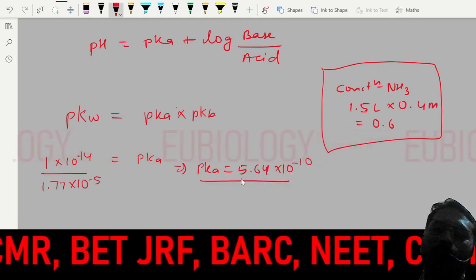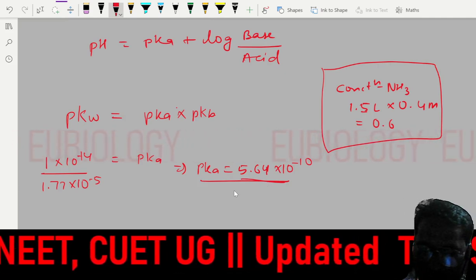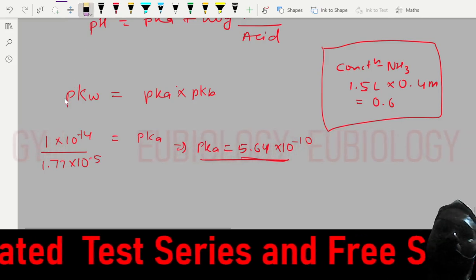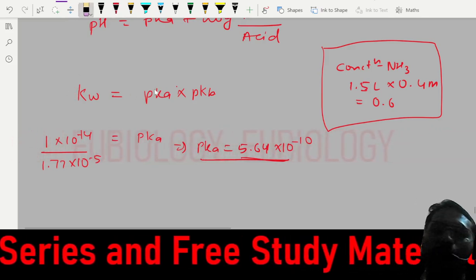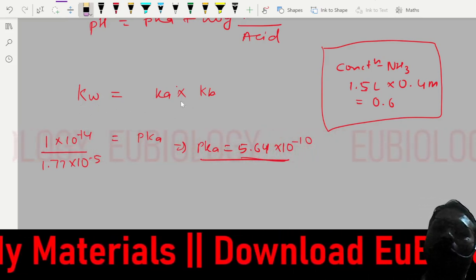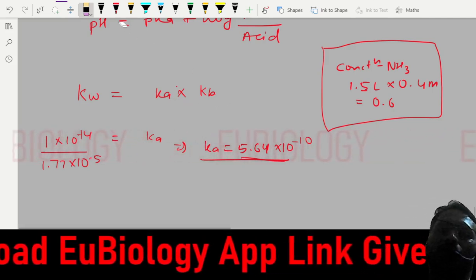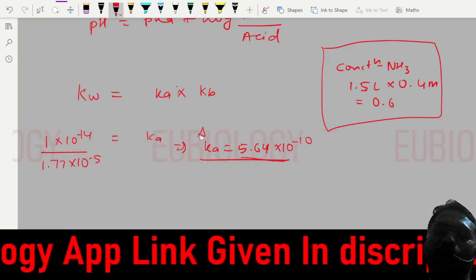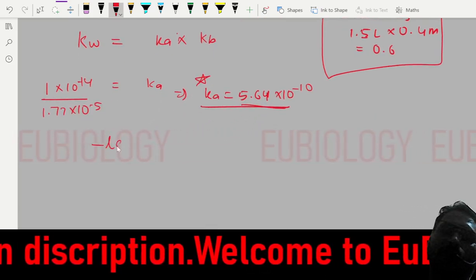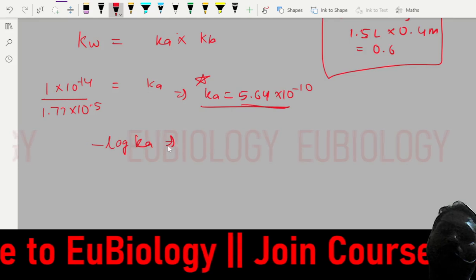Now you will use this value for finding the pKa. Sorry, you just remove this. This is the dissociation constant of the water and acid and base. It's not pKa, sorry. So this is a dissociation constant you found. So after finding the dissociation constant, what you'll do? Minus log of the K. Now everybody can calculate in your mobile itself or in your brain.